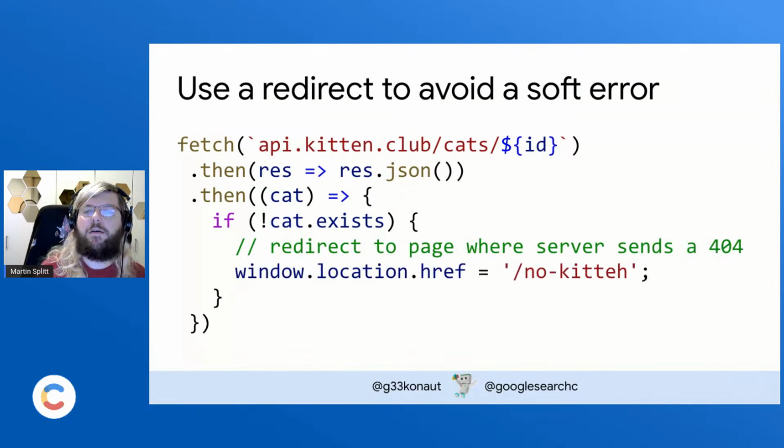One of them would be to set up the server with one specific URL, let's say /nokitty or /notfound or /404, some URL that always returns a 404. And then if we run into the error condition, we are actually using a JavaScript redirect to point the user and the bot to a page that says 404 and then shows an error page.